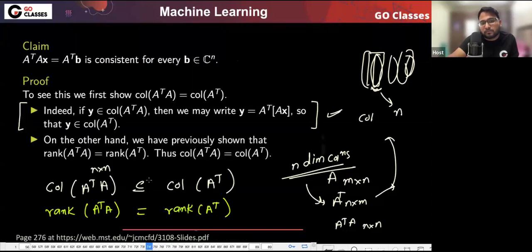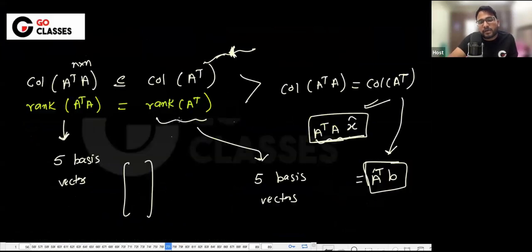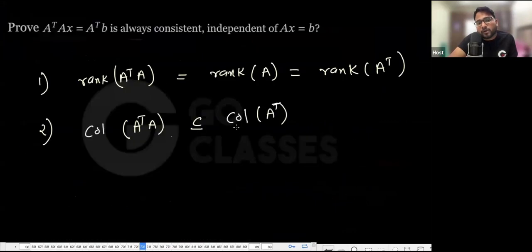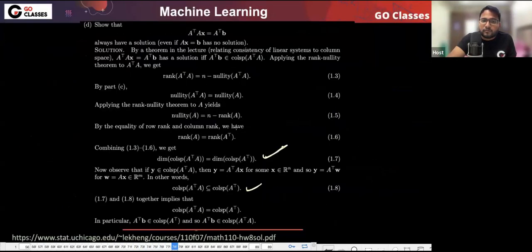They all have the same idea. What is the idea? That if you have five basis vectors here, you will have five basis vectors here also. So you can just think about it, and then you can say that yes, this system of linear equations is always consistent. You can also prove it using intuition, or have the intuition that projection always exists, right? Cool.